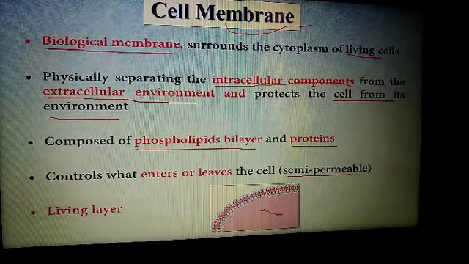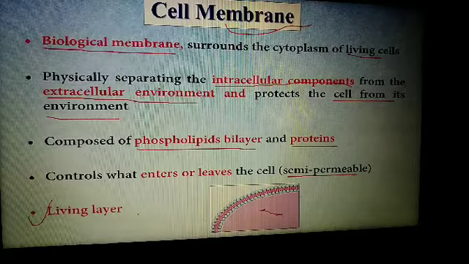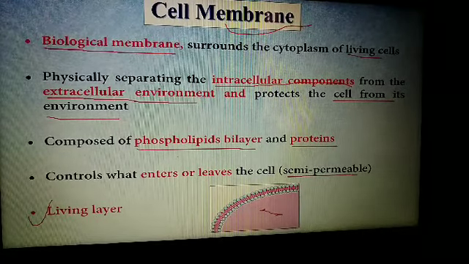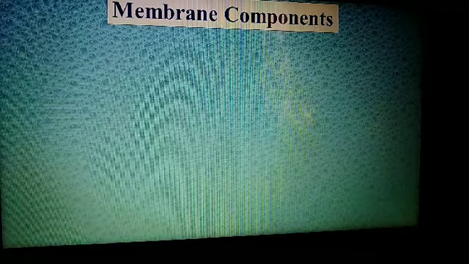Next point is cell membrane is also known as living layer. As compared to the cell wall, which is found in plants and fungi, the cell wall is also a membrane, but it is a dead layer. But the cell membrane is a living layer. So that is a very important point we have to remember. Now let us see what are the different components of cell membrane.